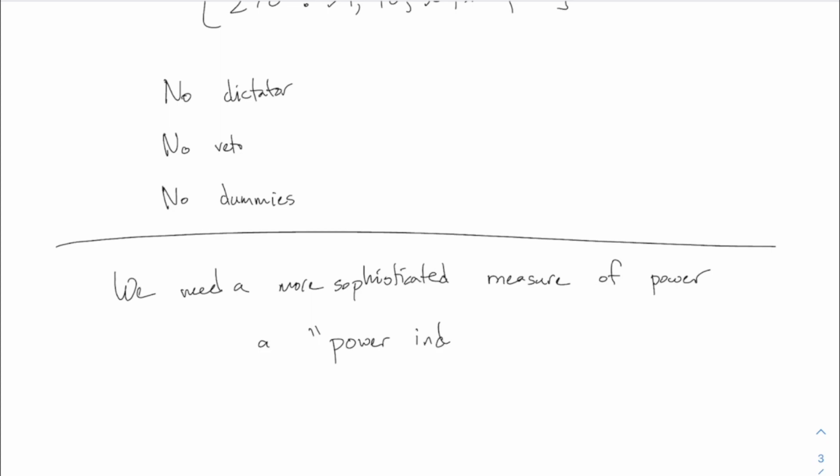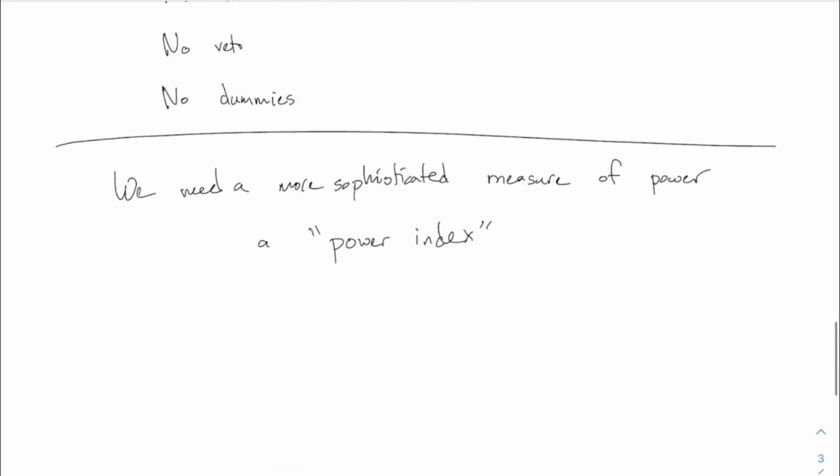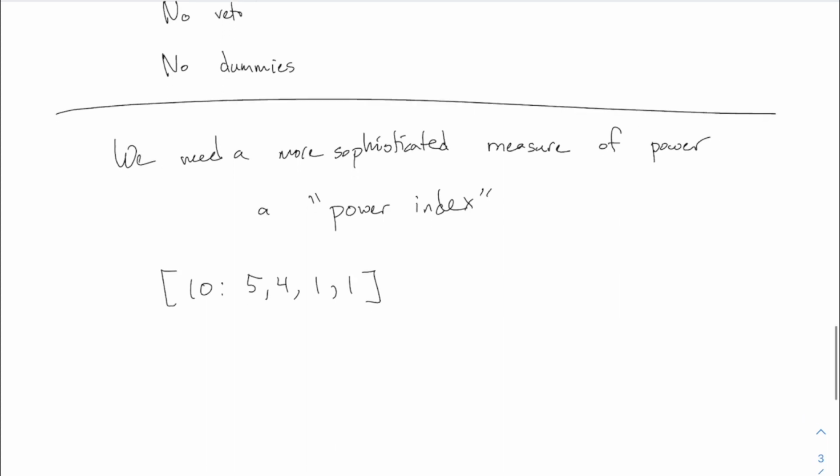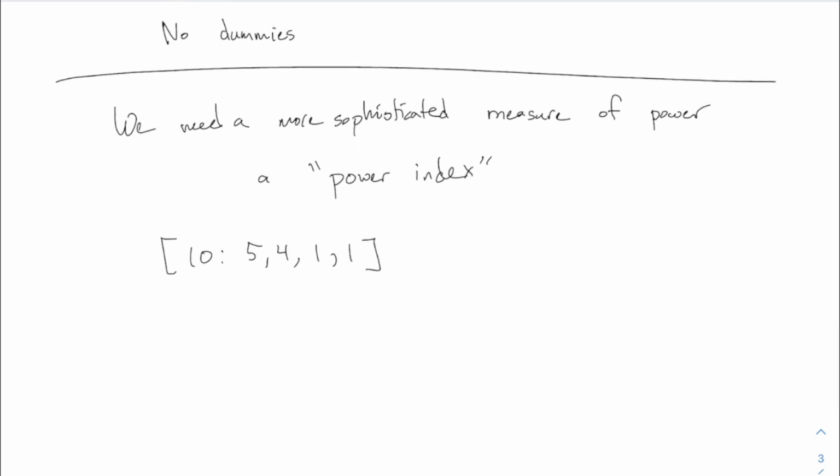power index. The idea here is I could give you something like 10, 5, 4, 1, 1. And in this case, just because this is a fairly simple example, you can just look at the numbers and figure this out. But we had already decided the 5 and the 4 have equal power here, and the 1 and the 1 have no power here, right? I think this is what we decided together.